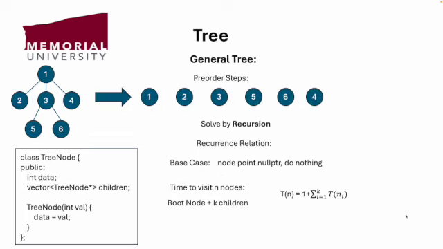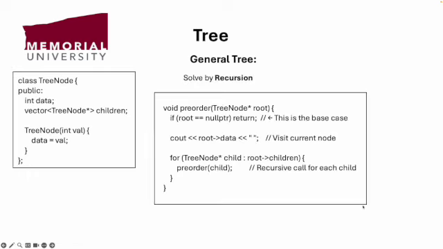Once we know this relation, we can write the code. Pretty straightforward. First, the base case. Once we pass the pointer or the node, if this is none, we do nothing and return. Otherwise, we visit the current node, and then we do a for loop over its children, doing the recursion on each child. That's it.